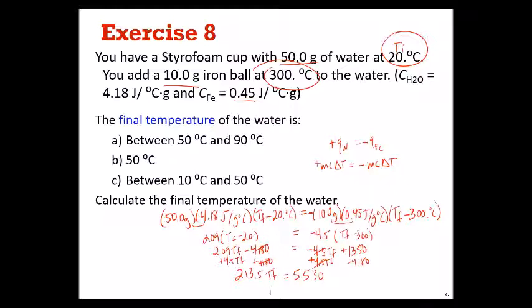And that I'm getting for TF 25.90 something, whatever. This one has 2, this one has 3. So I'm just going to go with 26 degrees Celsius here as my final temperature. So that does put it at C, in between the 10 and the 50. And the remarkable or notable thing there is because the specific heat of the iron is so much lower, even though it's at a much higher temperature, it really doesn't raise the temperature of the water all that much. Only 6 degrees.